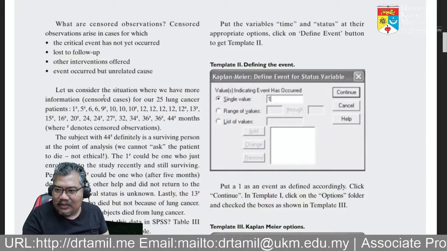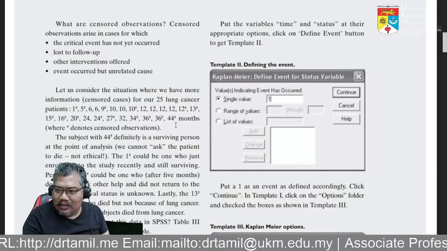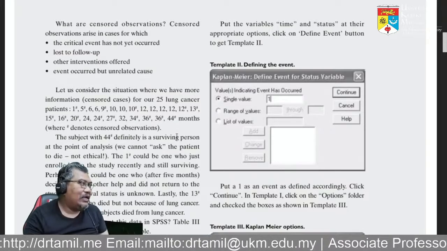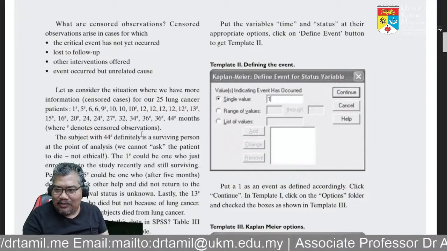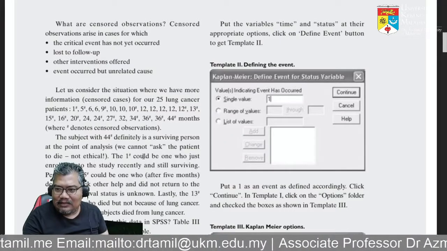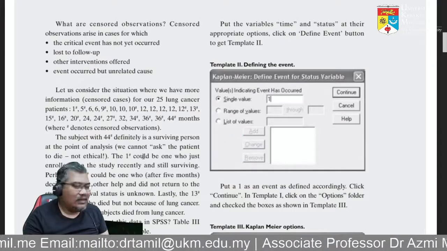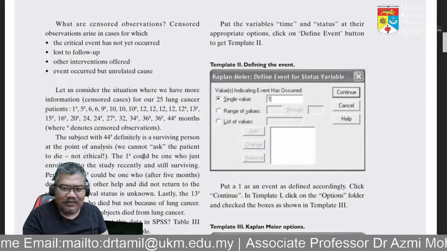Okay, so patient. As stated there, we cannot ask patients to die so that they reach the endpoint. So they just recorded the data, taking into account the duration of survival.